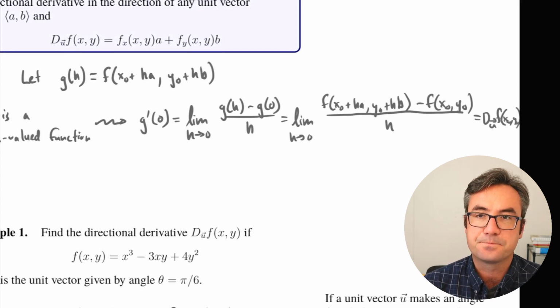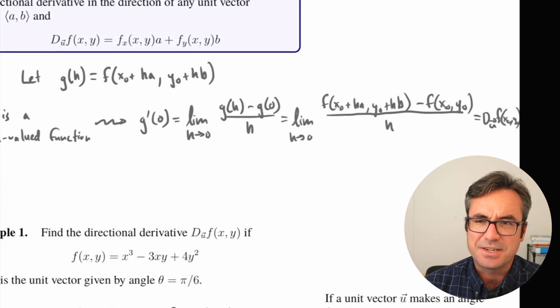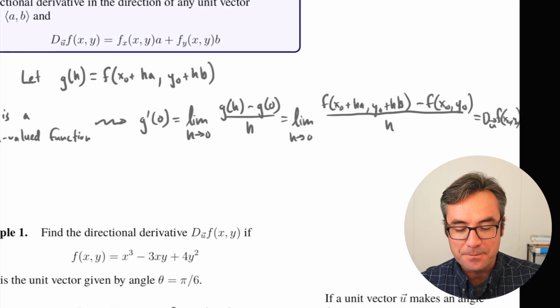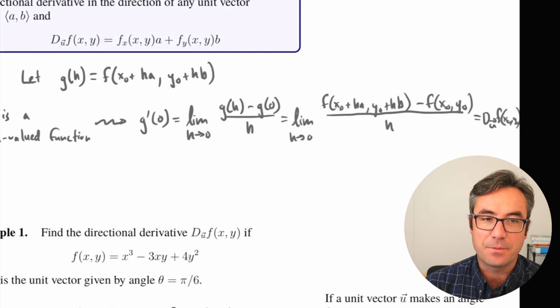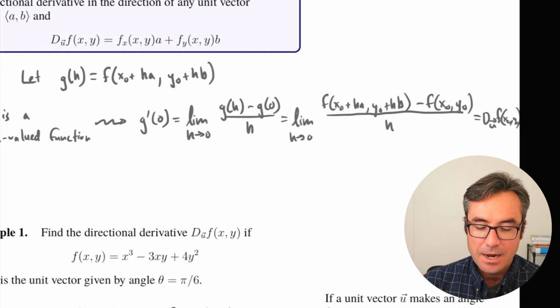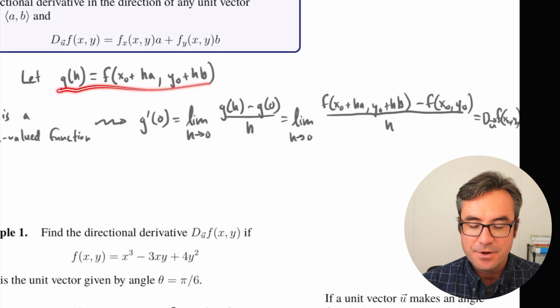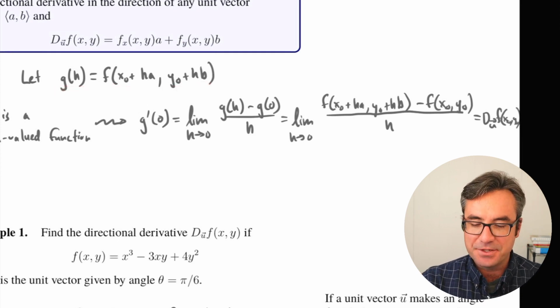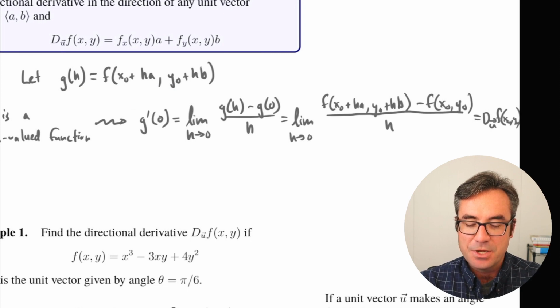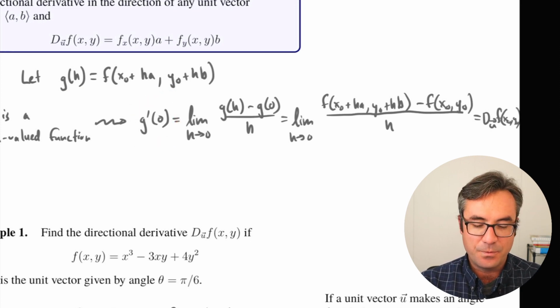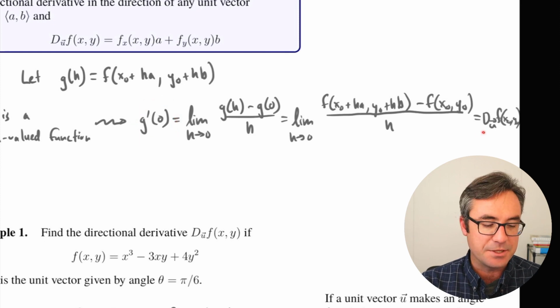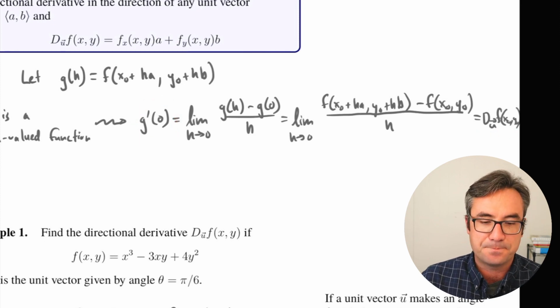A little tight on space there. All right, so so far we're looking at this side of the equation of the formula. So where does the action happen here? We're not done yet. We have this function g of h, and we're saying that if we do our Calc 1 derivative, we can think of g prime of 0 as being this directional derivative.